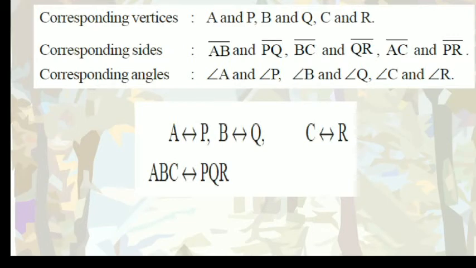See, if triangle ABC and PQR are congruent to one another, then which vertices correspond to one another? When you cut out these triangles and put them on top of one another, then which side goes on top of the other one? We have to see that.